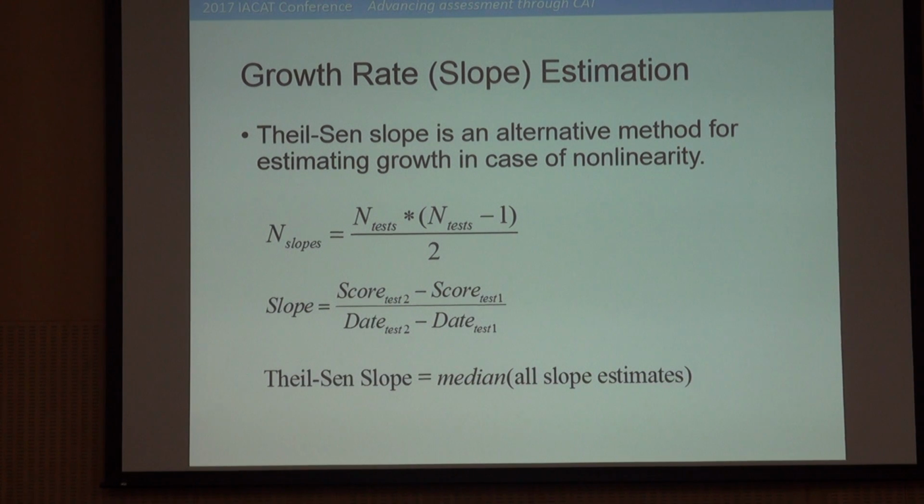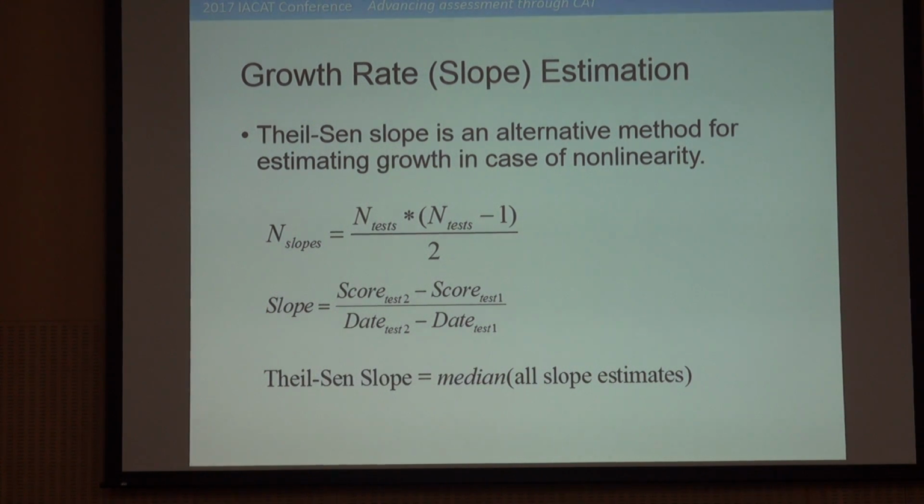Because of this reason, we are not really using the OLS slope estimation. We are using something alternative, which is called the Theil-Sen slope estimation. It's pretty similar to OLS, but it is more robust against outliers. In a normal case, the number of slopes that we can get will be the number of tests that we administer times the number of tests minus 1, divided by 2. So this is the number of slopes that we can get from each student.